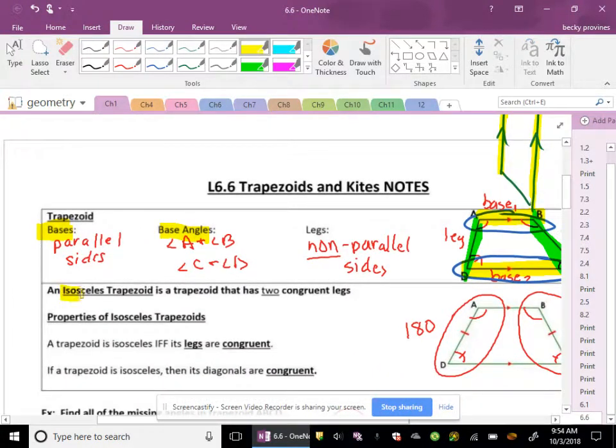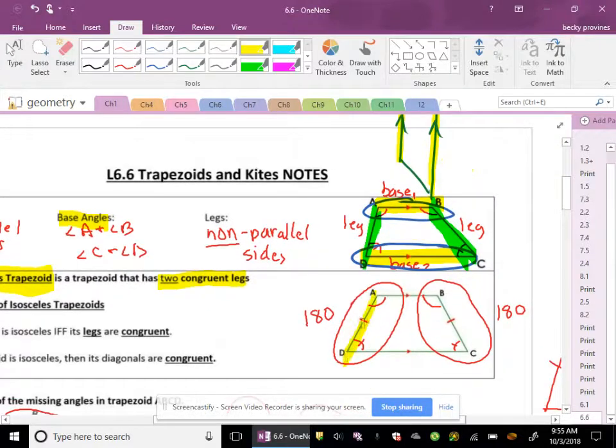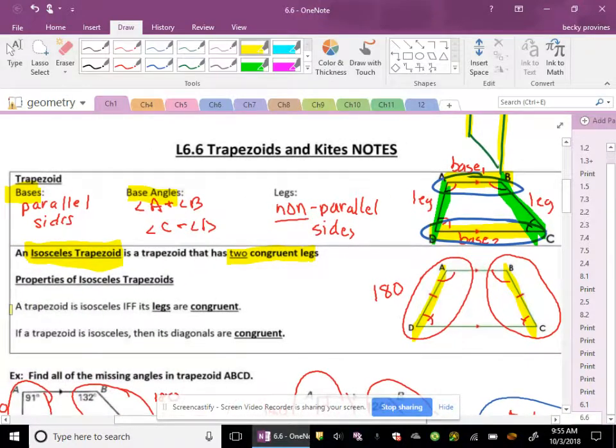Now next, if you have an isosceles trapezoid, isosceles means you have two equal sides. So now if you have an isosceles trapezoid, you have two equal legs. So notice on this picture here, the marking, I have marked it congruent. This is the definition. A trapezoid is isosceles if and only if the legs are congruent. That is a biconditional statement, so you could read it frontwards or backwards. So if the legs of a trapezoid are equal, then you know it has to be an isosceles trapezoid.